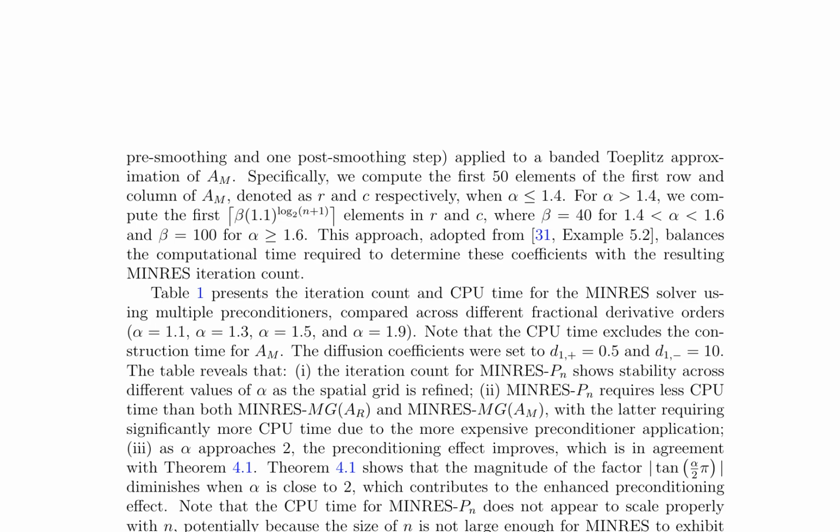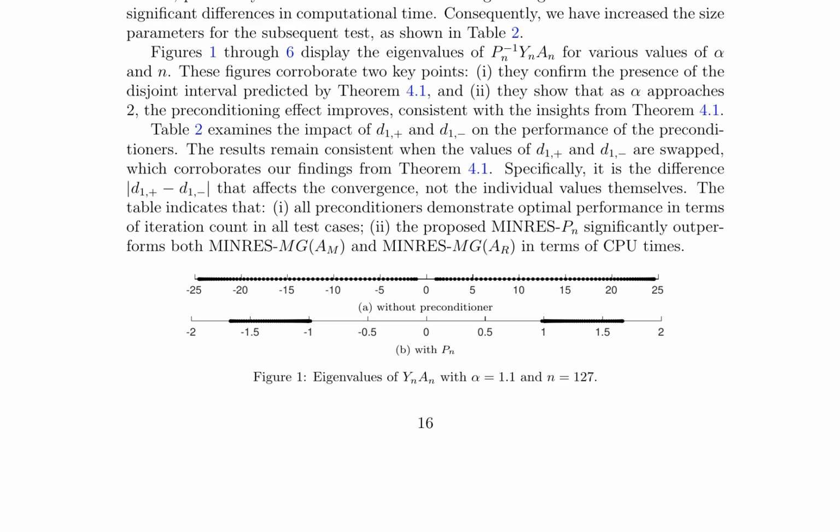Figure 1 displays the eigenvalues of P_n^{-1} E_n for various values of α and n, confirming the presence of a disjoint interval predicted by Theorem 4.1 and the improved preconditioning effect as α approaches 2. Table 2 examines the impact of diffusion coefficients d_1^+ and d_1^- on the performance of the preconditioners, showing that the difference, d_1^+ - d_1^-, affects the convergence, not the individual values themselves.